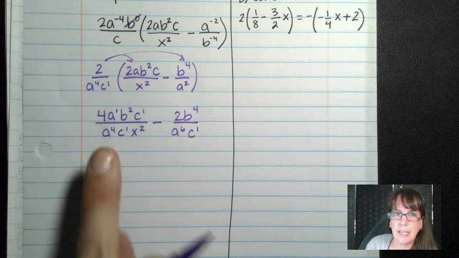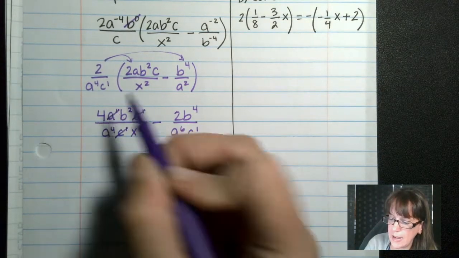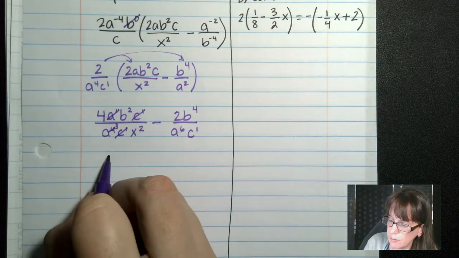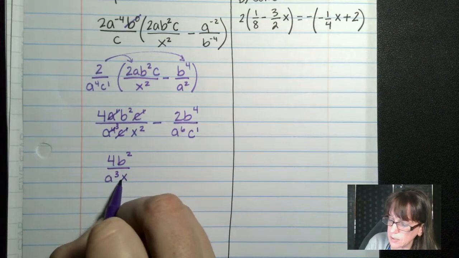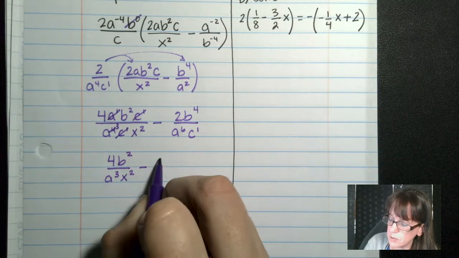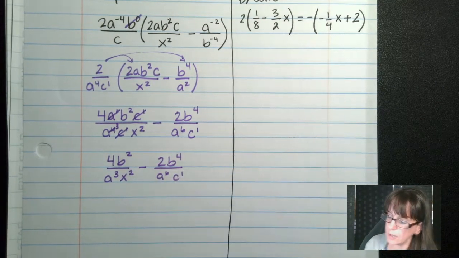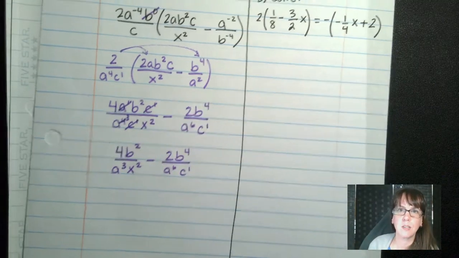Yes, over here it looks like I can. I can get rid of this c and this c, and then I get rid of one a upstairs, which leaves me with just 3 a's downstairs. So now I have 4b squared over a^3 x^2 minus 2b^4 over a^6 c^1. I look at that to make sure that I've done everything. Looks like I have, so that's as good as it's going to get.